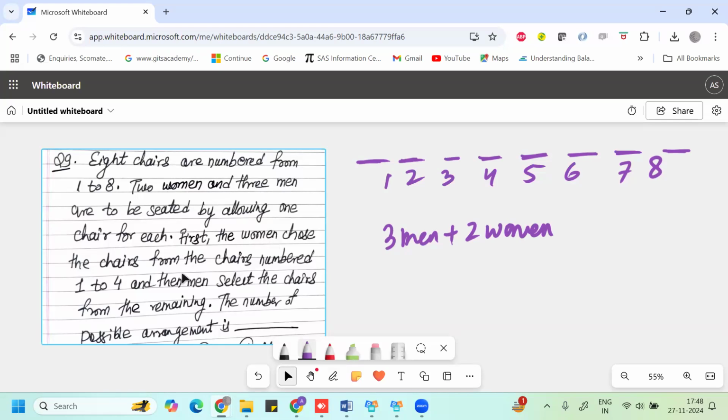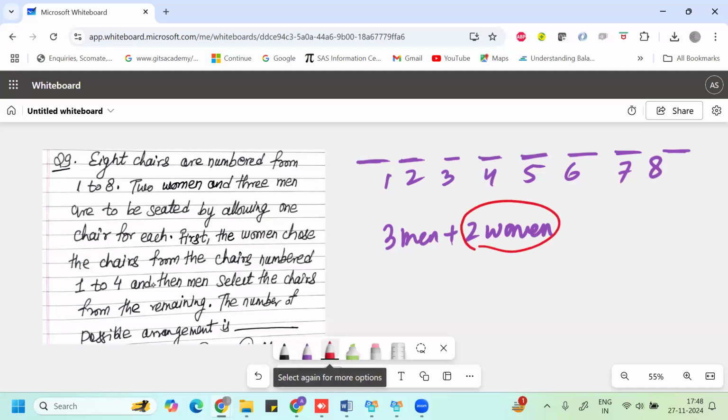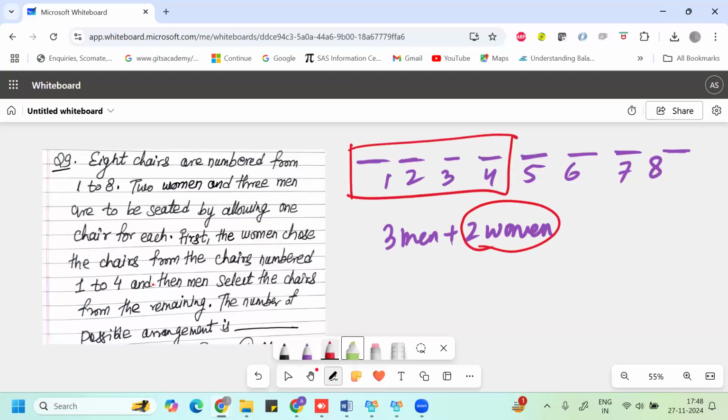Firstly, the women choose the chair from 1 to 4. So how many women are there? Total 2 women are there, and they choose from 4 chairs. From 4 chairs, 2 women will choose in how many ways? 4C2 ways, right? And then they will sit in how many ways? They can sit in 2 factorial ways. So what they're telling is, first the women choose the chairs numbered from 1 to 4, so that is nothing but 4P2 ways. They can choose 2 chairs and 2 women can sit.